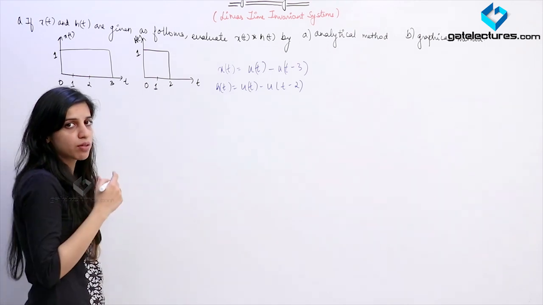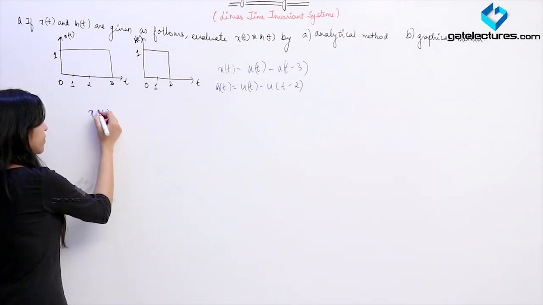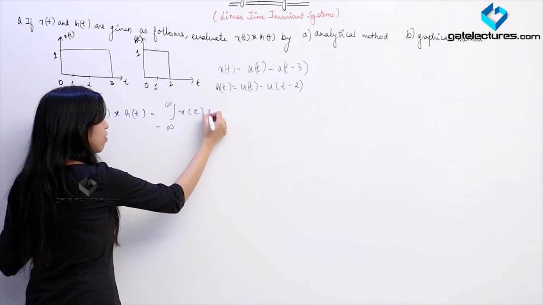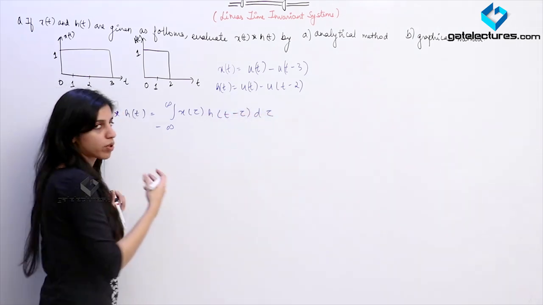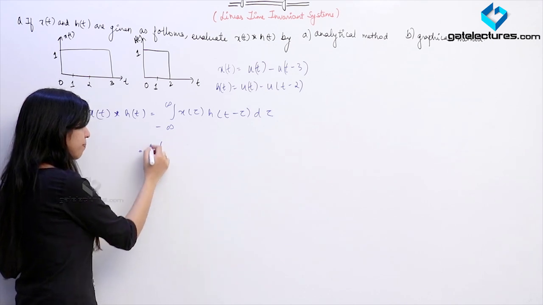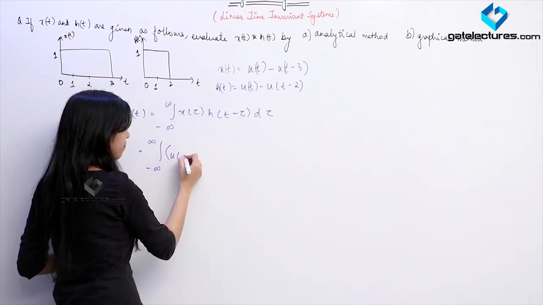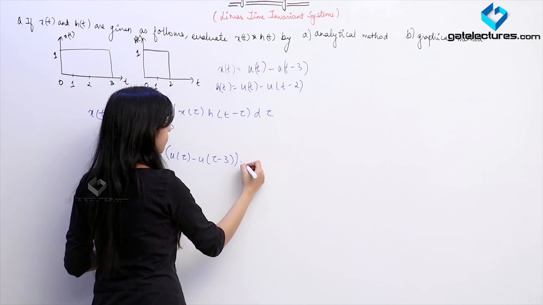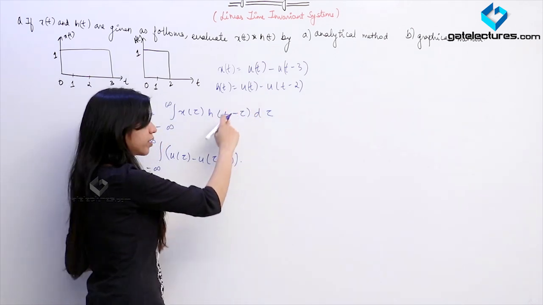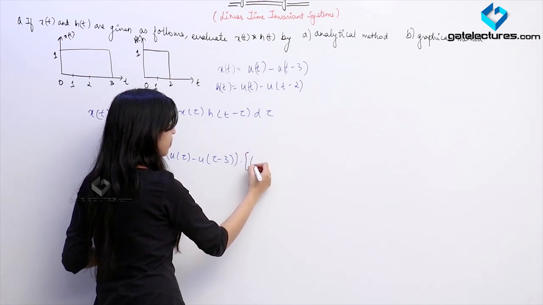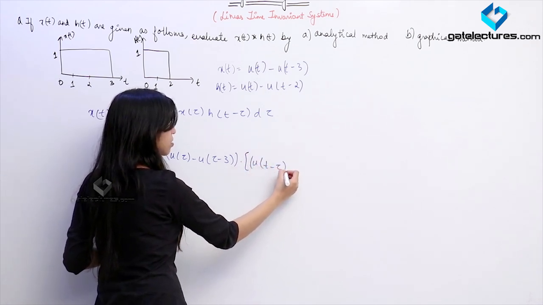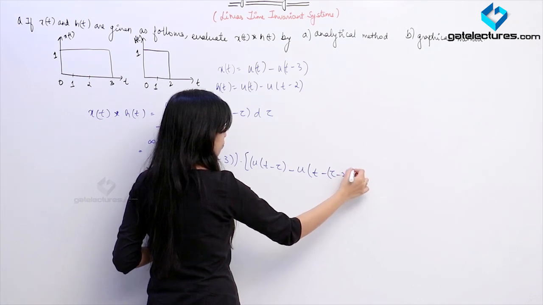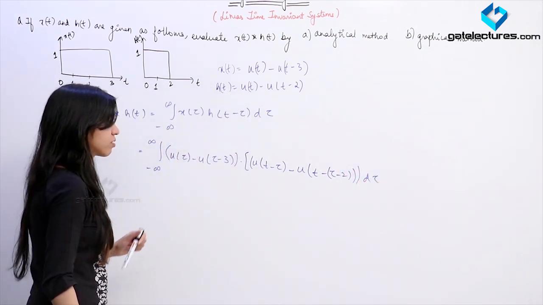Now if I try to find out their convolution by analytical method, what is it going to be? x(t) convolution h(t) is going to be the integration from minus infinity to infinity of x(tau) h(t minus tau) d tau, right? This is what we have learned. Now just put in the values. x(tau) is going to be u(tau) minus u(tau minus 3), into h(t minus tau), okay, h(t minus tau) I am finding. This is going to be u(t minus tau) minus u(t minus tau minus 2), into d tau.